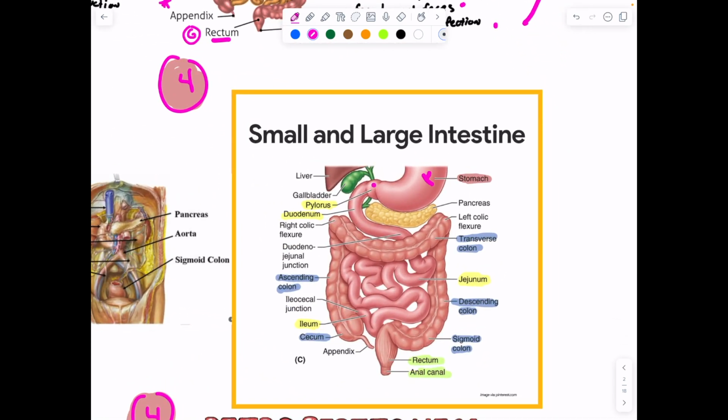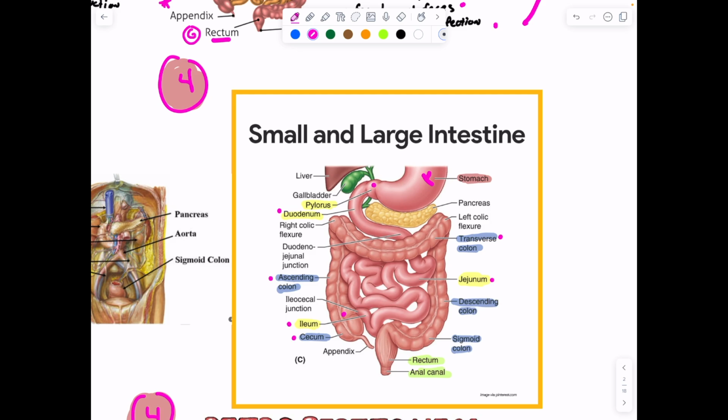We have the pylorus with the pyloric sphincter between it and the duodenum. The duodenum will lead into the jejunum, which I'm mispronouncing. That will connect to the ileum, which leads into the large intestines, and where it does that is called the cecum. Then we have our large intestine with the ascending colon.